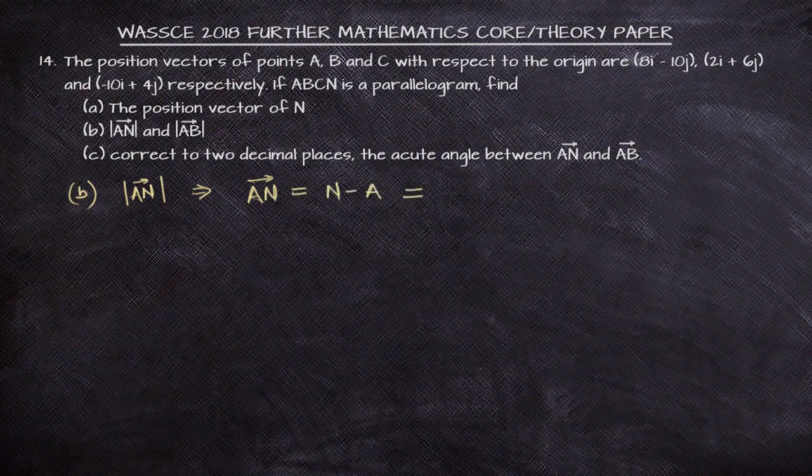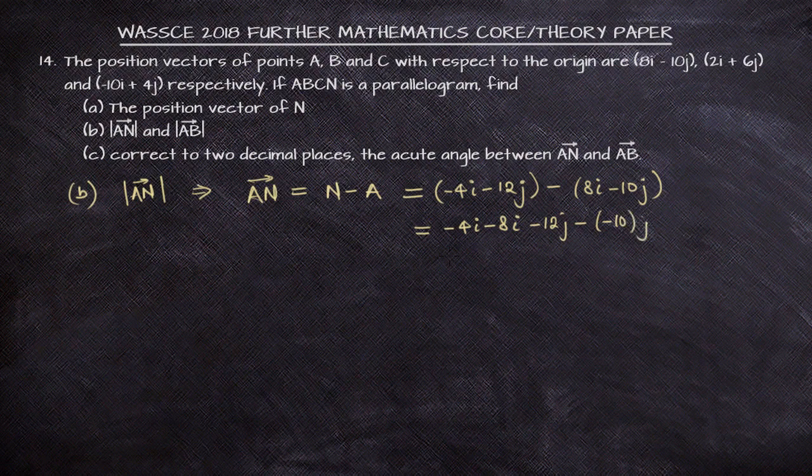So now we have n, we just evaluated the value of n to be minus 4i minus 12j. And then we have a, we are given a in our question to be 8i minus 10j. So if you are to open up this bracket, that will be minus 4i minus 8i, then minus 12j minus 10j. Now, the student should not forget all those signs. This will now constitute minus 12i. The negative will multiply each other to be plus. So we have minus 12j plus 10j, and that will be minus 2j.